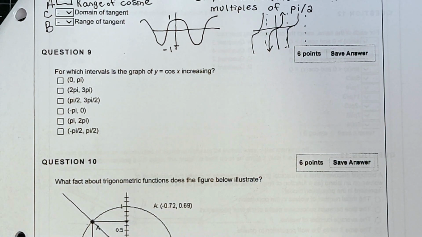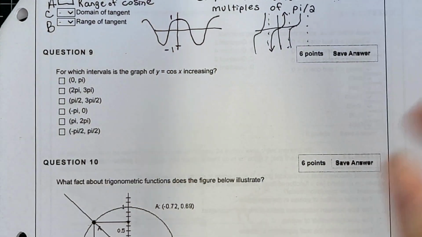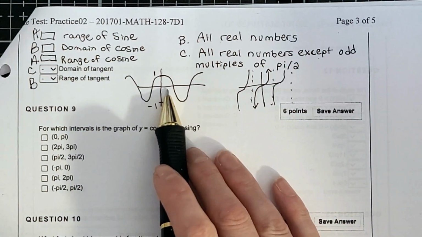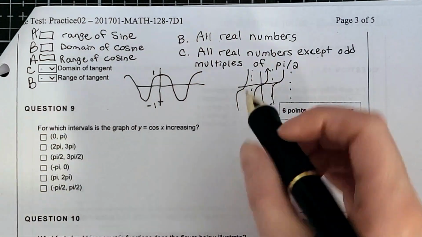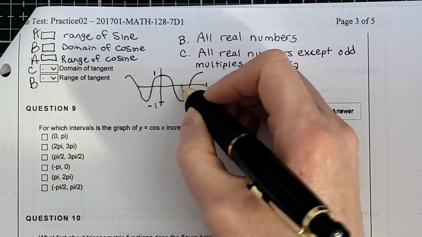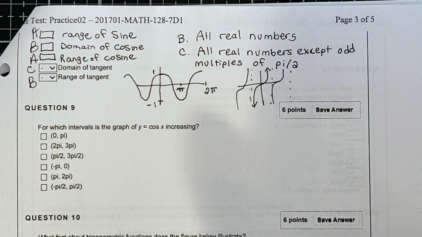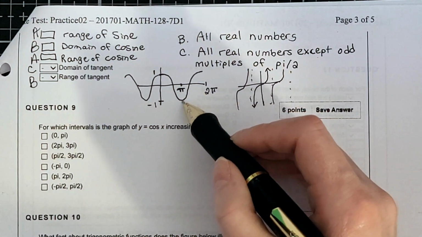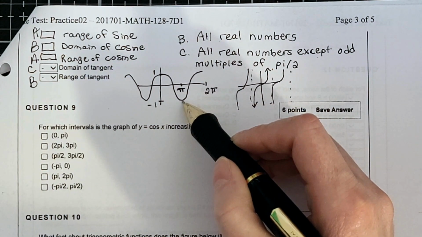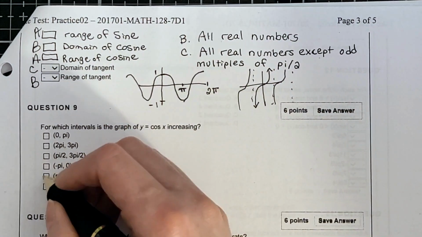Okay, question number 9. For what intervals is the graph cos of x increasing? I kind of already have the graph drawn right here. So it would end at 2 pi. This would be pi. So we're looking at where it is increasing. So it would be from pi to 2 pi for sure.